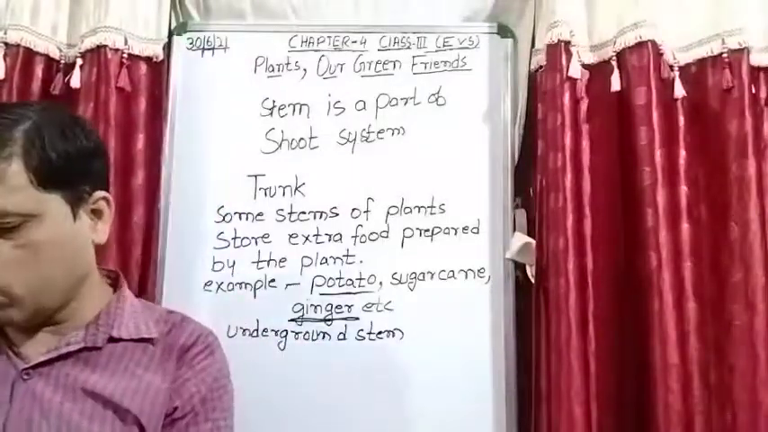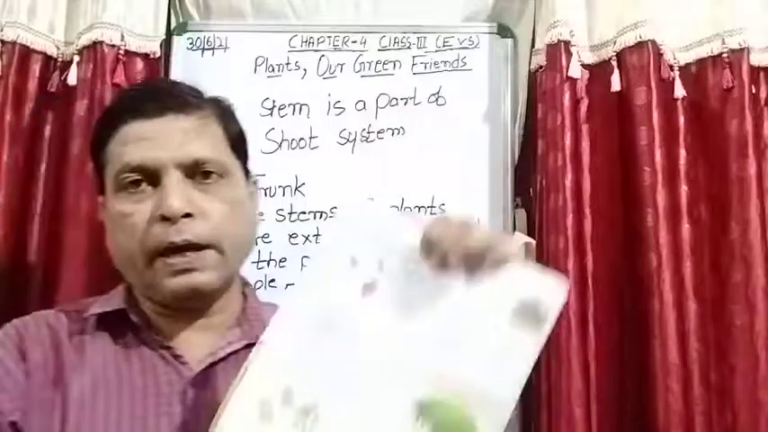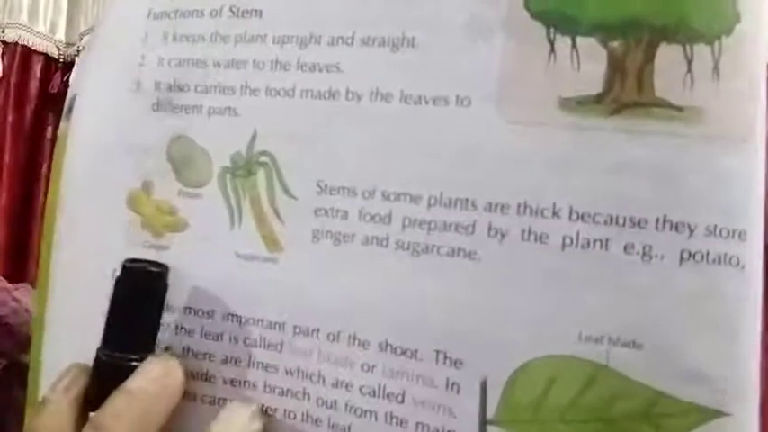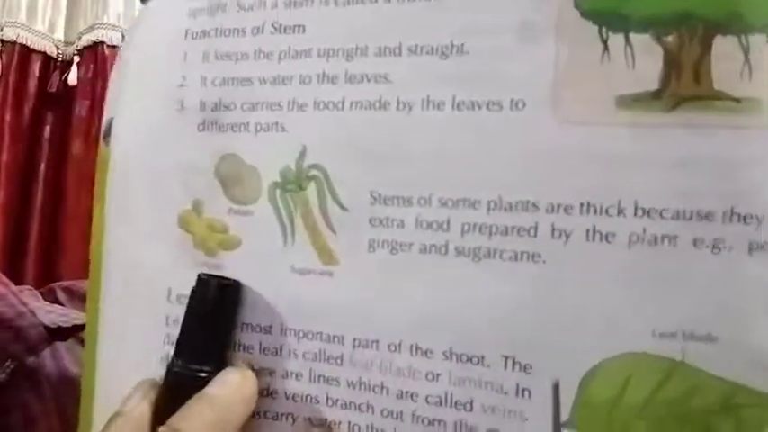Now it is also shown in the diagram, also in the picture. See, this is the picture of a sugarcane, this is potato, and this is ginger.